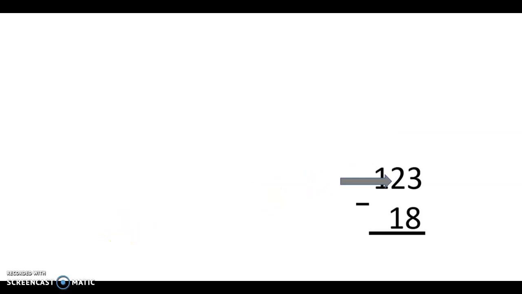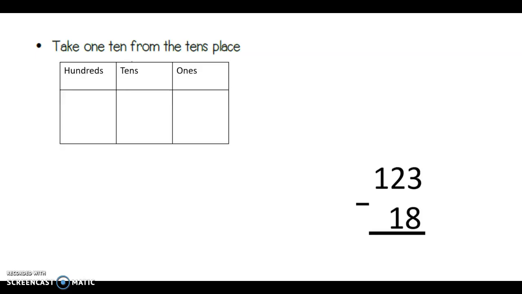So here we are at the tens place. The first thing we need to do is take a 10 from the tens place. So I'm going to model our number 123 that we are subtracting from. There is my 100, my 2 tens, and my 3 ones. I've just discovered I cannot subtract my 8 ones yet because I don't have enough to take away.